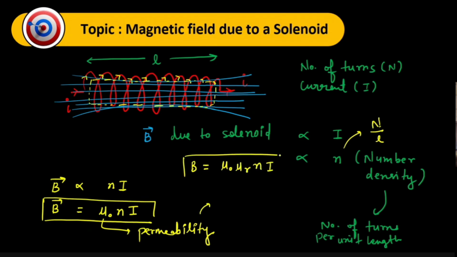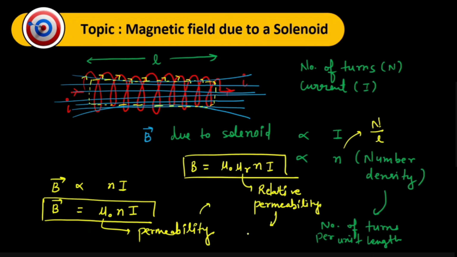Again, this mu r is something we call relative permeability. And this relative permeability is a factor, or you can say it is a constant, which is a property of the medium, whichever medium we are using in between the solenoids. So this is how we are going to get the field, and this is the formula which we are going to use in order to solve the numericals as well.